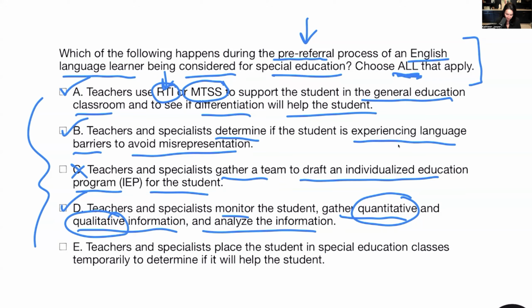Teachers and specialists place the student in special education classes temporarily to determine if it will help them. We don't do this. No. Special ed is not a temporary thing. Special education follows the student through their academic career and even into college and even into their career. They can advocate for their accommodations in their career settings as well. So this is not temporary. We do not use special education as a temporary placement. Absolutely not. E is out, making A, B, and D the correct answers.